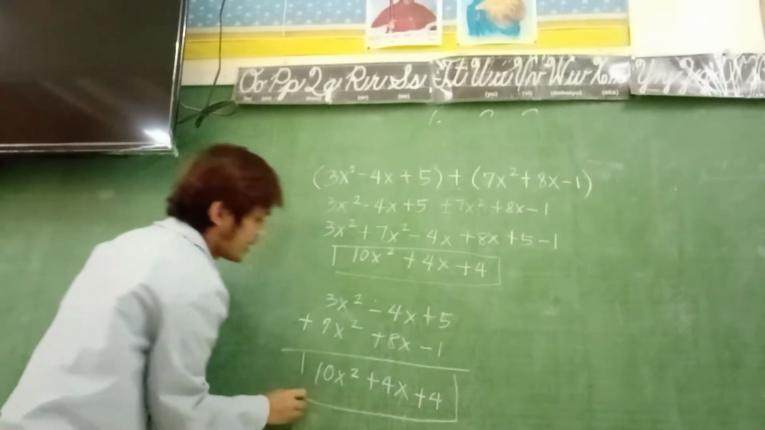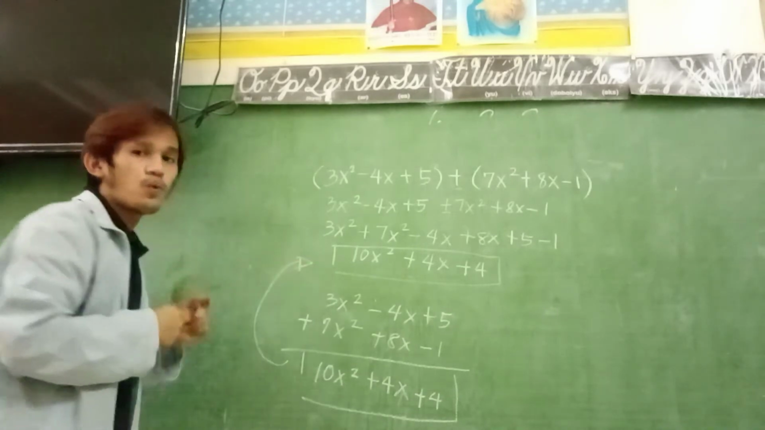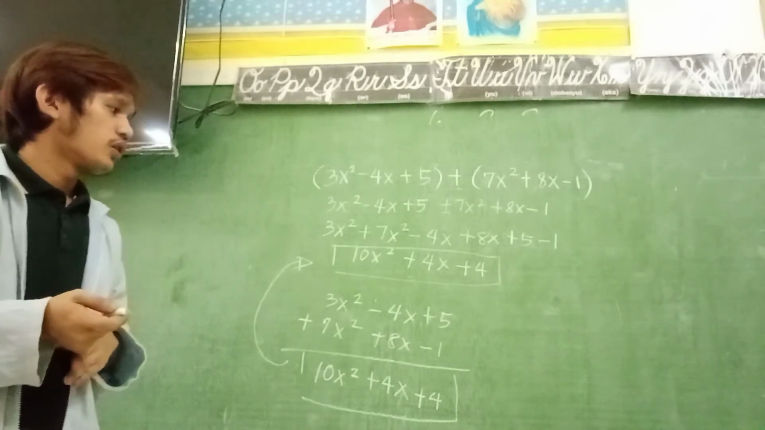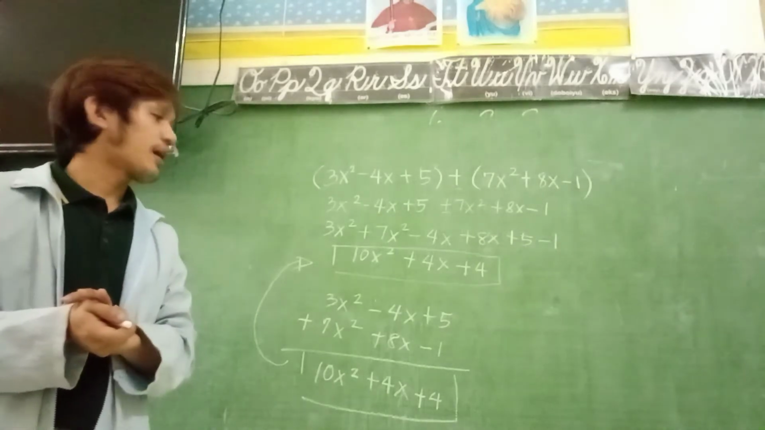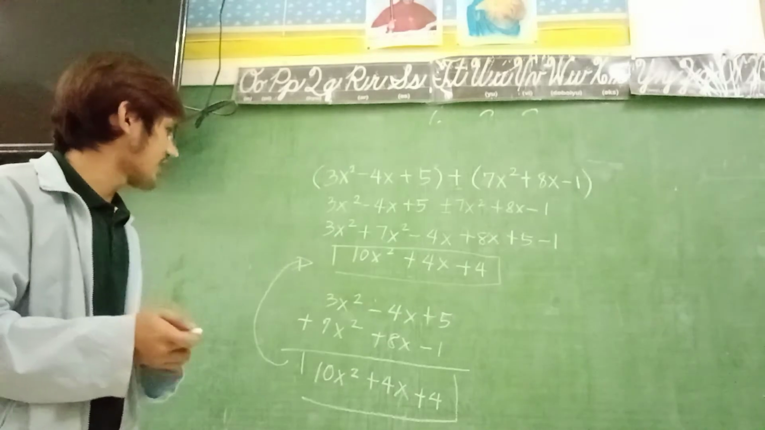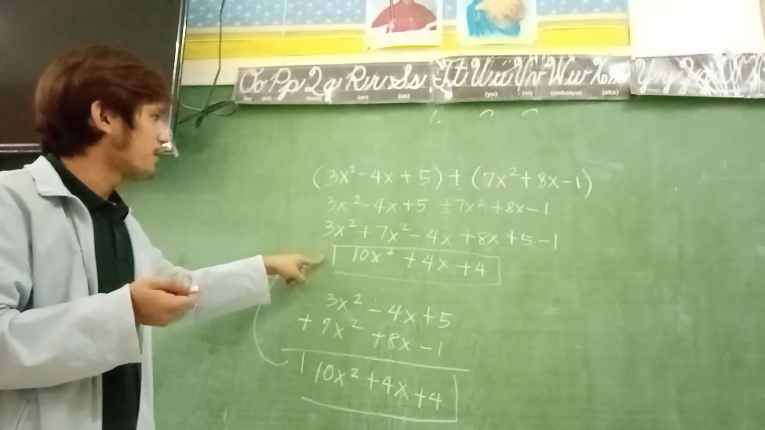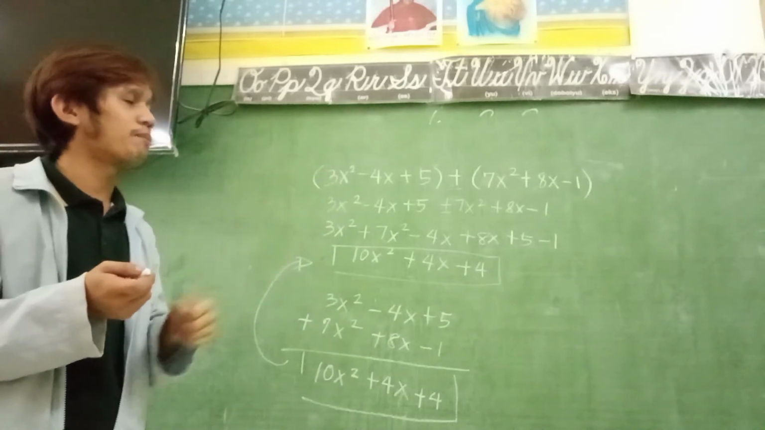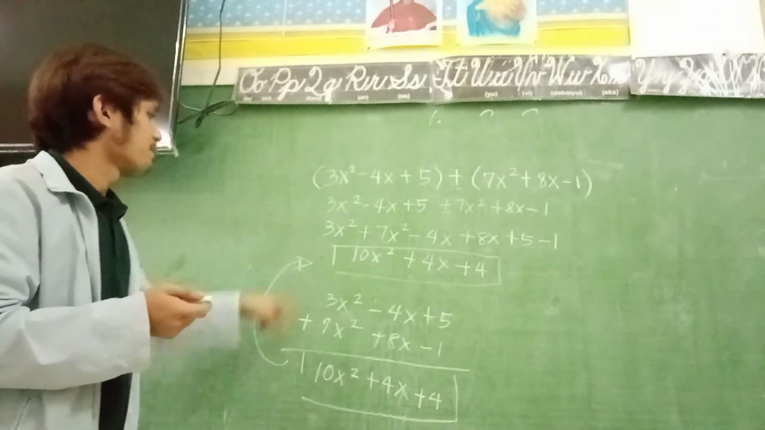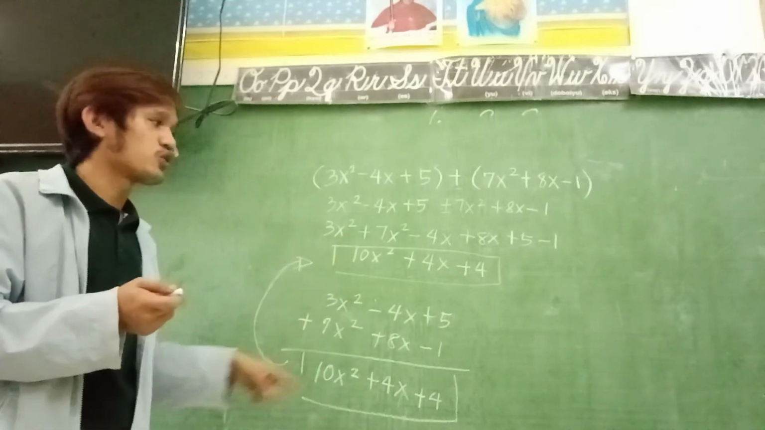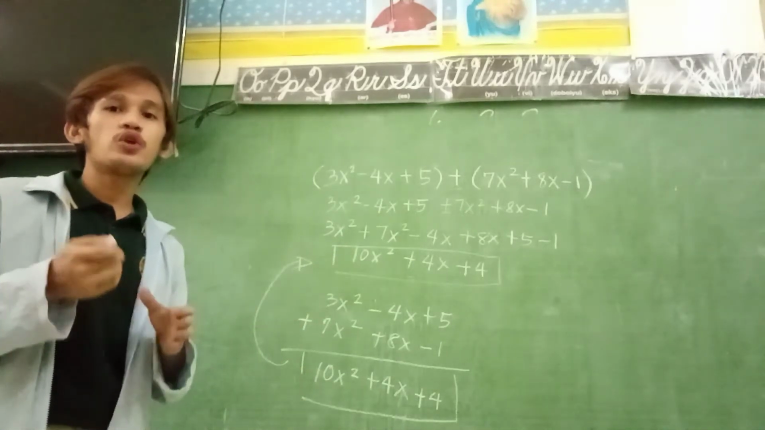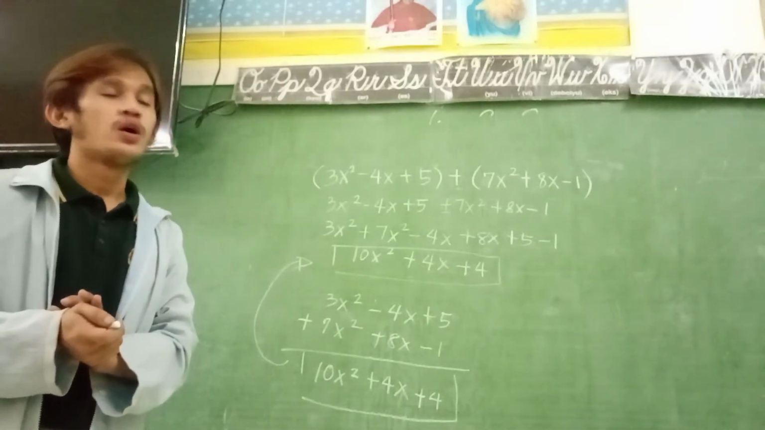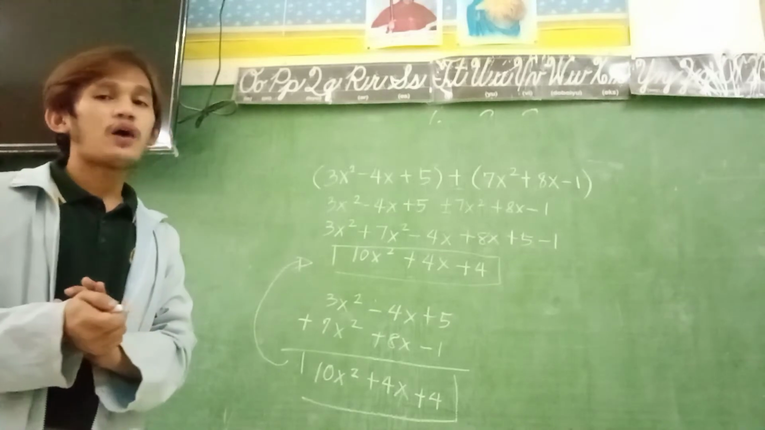So as you can see here, regardless of what method you use when it comes to addition of polynomials, you will come up with the same answer. Parehas na siya na magiging sagot kasi the sum of 3x squared minus 4x plus 5 plus 7x squared plus 8x minus 1 is 10x squared plus 4x plus 4. So they are just the same. And that is how you are going to add polynomials. Okay, so next is, how about subtraction?